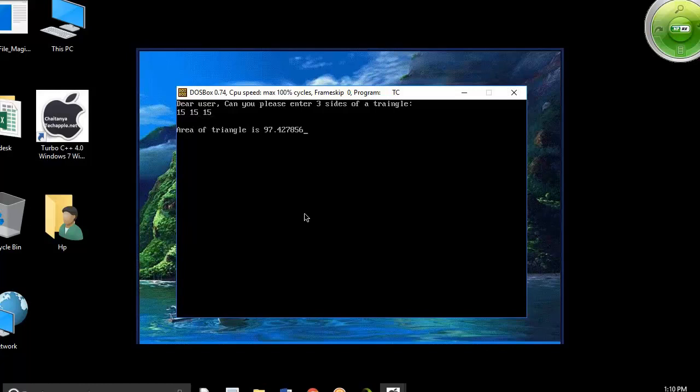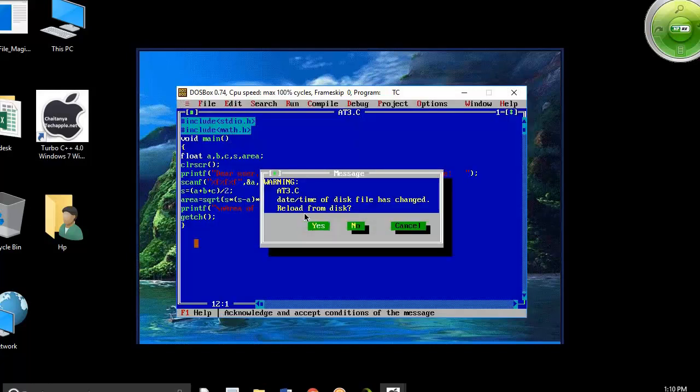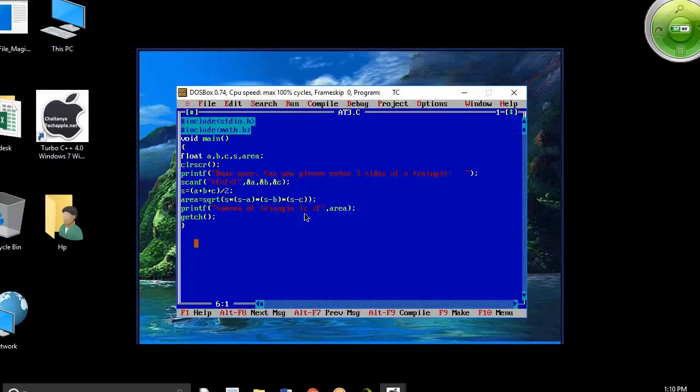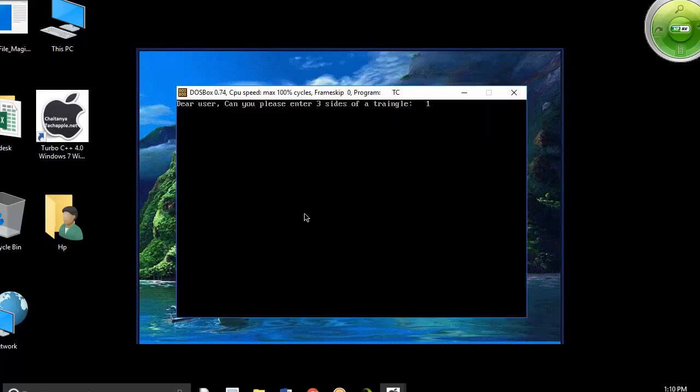97.427856. It is maintaining 6 digits in the fractional part. I need only 2. That's what I do. Instead of percentage f, what do I need to do, can you tell me? Instead of percentage f, we go for percentage 0.2f. File menu, save, run the program. 15 space 15 space 15. 97.43, the roundup happened by the machine.